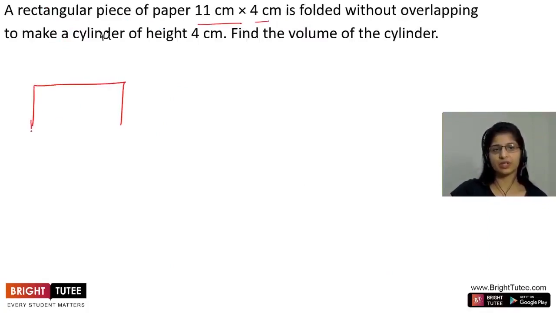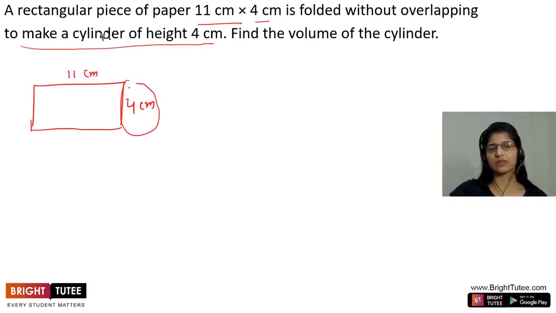In the previous one we were not given the length, here we are given. It is 4 centimeter, it is 11 centimeter. Now it is folded without overlapping to make a cylinder of height 4 centimeter. That means along this we are folding it. This length will become the circular part. So 11 centimeter is the circumference 2 pi r. Okay, we have to find the volume.